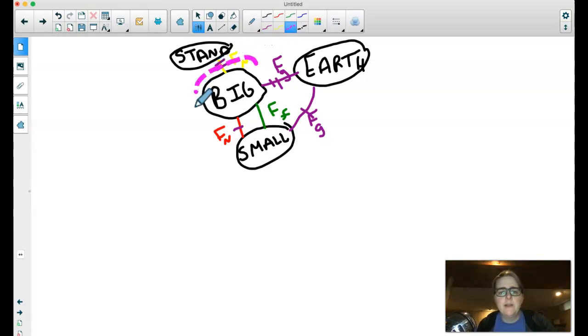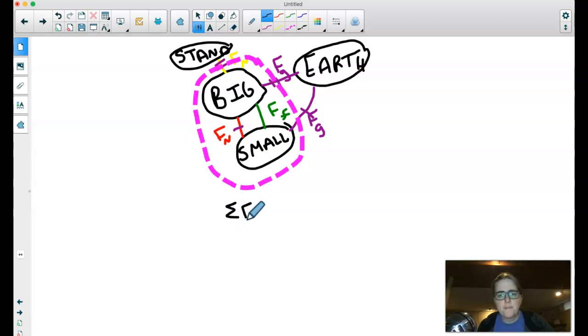Now for my system, I'm going to go ahead and put both disks in my system at this point. So now the only external interactions I have are balanced. And so that means that there are no unbalanced forces on my system. Now, that force of friction between the big disk and the small one isn't balanced by anything, but because it's internal to my system, I get to ignore it.